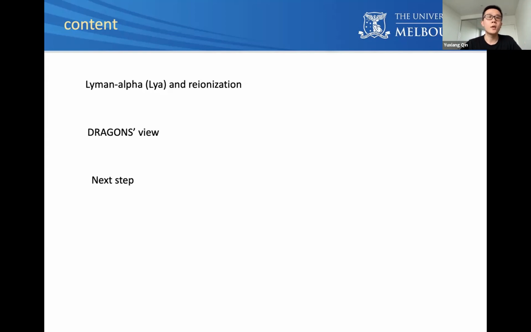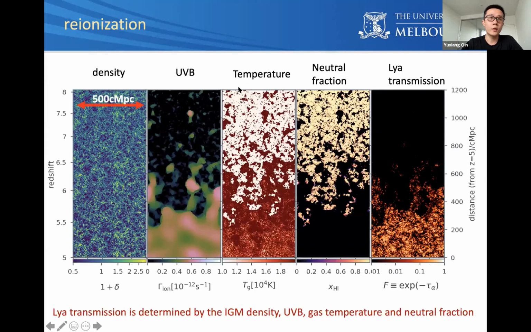All right, so I will start with a review about Lyman alpha in terms of its constraining power on the epoch of reionization. I would highlight some observations that we focus on during this talk, and then present some of the results that we got from the Dragon simulation. If I still have time, I would end with some future plans.